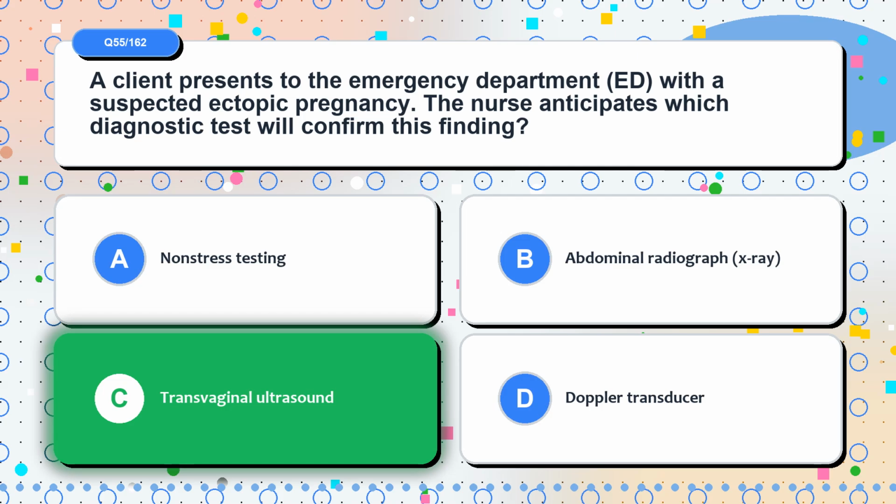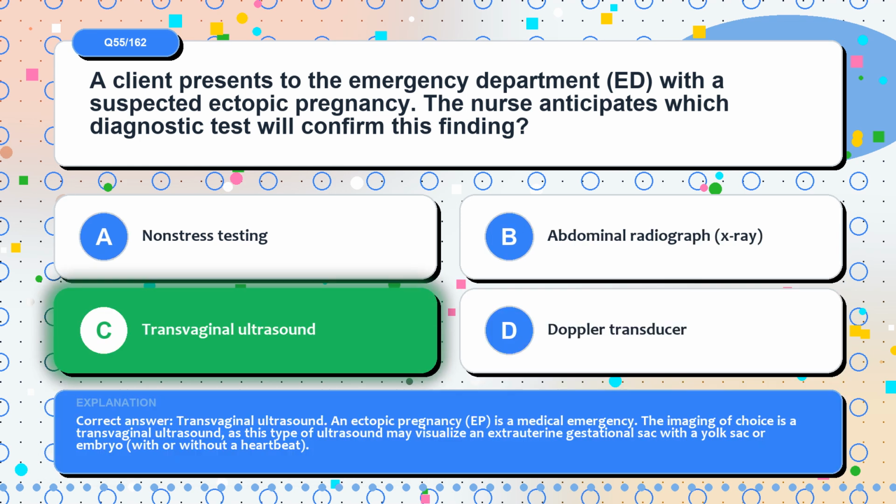The correct answer is option C, transvaginal ultrasound. Correct answer, transvaginal ultrasound. An ectopic pregnancy EP is a medical emergency. The imaging of choice is a transvaginal ultrasound, as this type of ultrasound may visualize an extrauterine gestational sac with a yolk sac or embryo with or without a heartbeat.